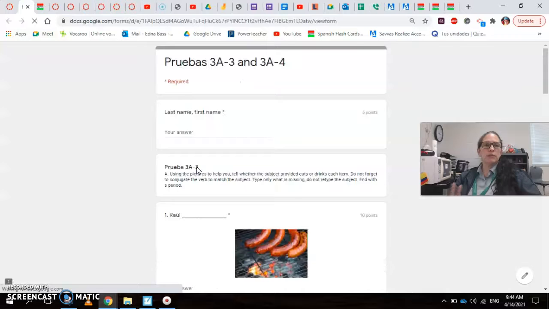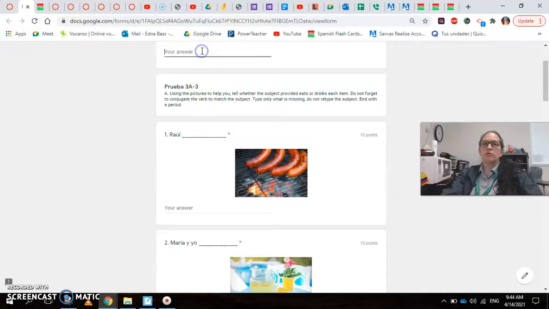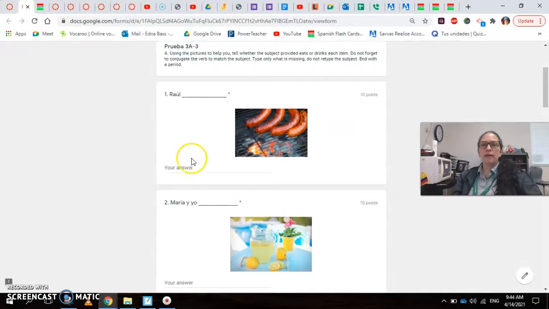Then you are going to complete your quizzes. So you have quiz 3 and quiz 4 in this one form. And first thing you're going to do is you're going to type your name, and then it says using the pictures to help you tell whether the subject provided, this is the subject, the person or people, eats or drinks.